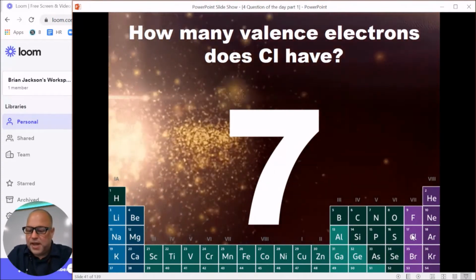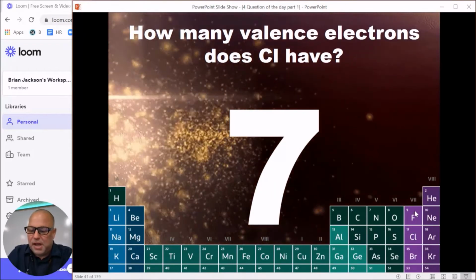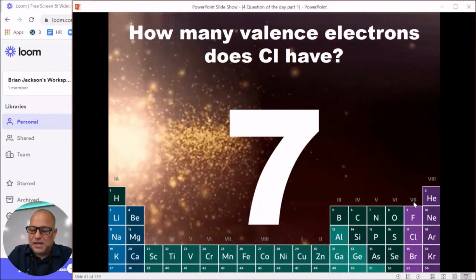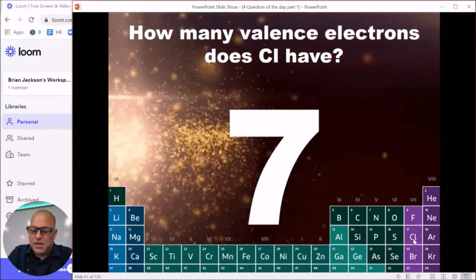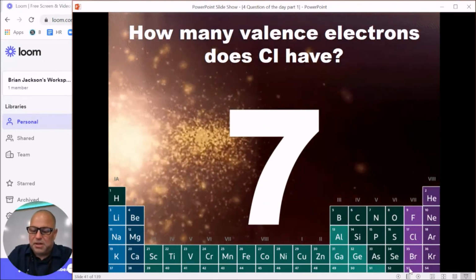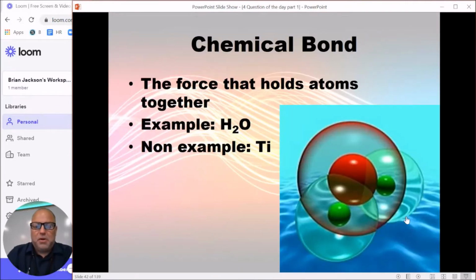In chlorine's case, chlorine is over here in group 18 on the periodic table. And if you look at the top of it, it has the Roman numeral 7 right there, like we talked about in class. So all of the elements in this particular group have 7 valence electrons. What we're talking about today is atoms bonding together, how they chemically bond together. This is the force that holds atoms together.